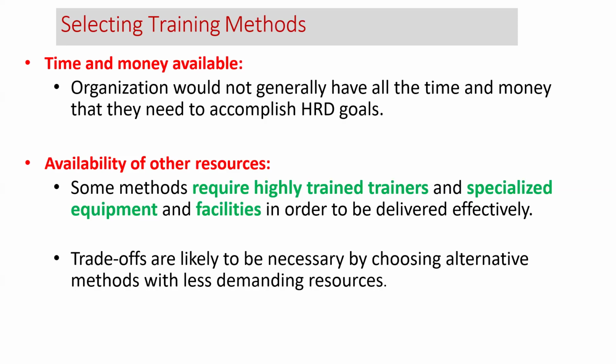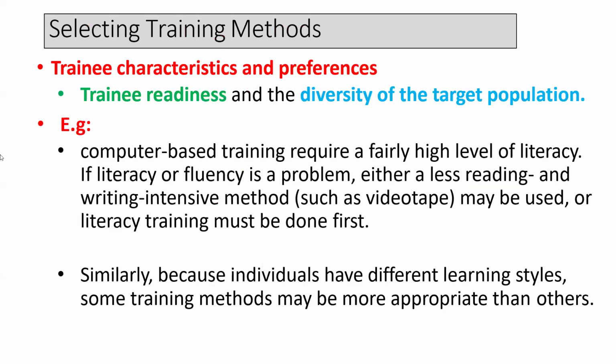In that case, rather than developing in-house, we can send our people to those organizations to have the training. That is done basically due to resource unavailability. Availability of other resources is like that; that is an example. Therefore, training methods can be determined based on the availability of resources. Then training characteristics and preferences.